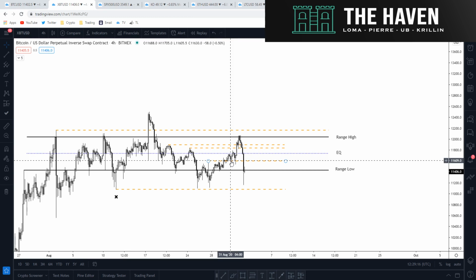I've been pretty vocal about not knowing what the hell Bitcoin is going to do for the next move or the next few moves. I still pretty much feel like that. I don't want to get ahead of myself here. But anyway, so we flipped this into support.